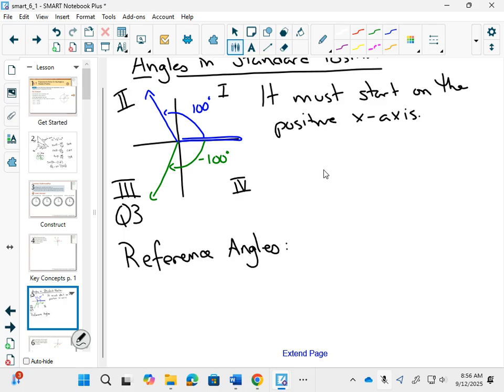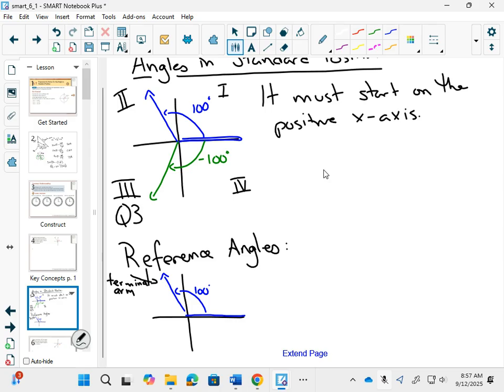So reference angles are super important for solving trig equations. Here's a picture first. If I have an angle in standard position, like the 100 degrees I had before, so here's my 100 degrees. We call where an angle ends the terminal arm.